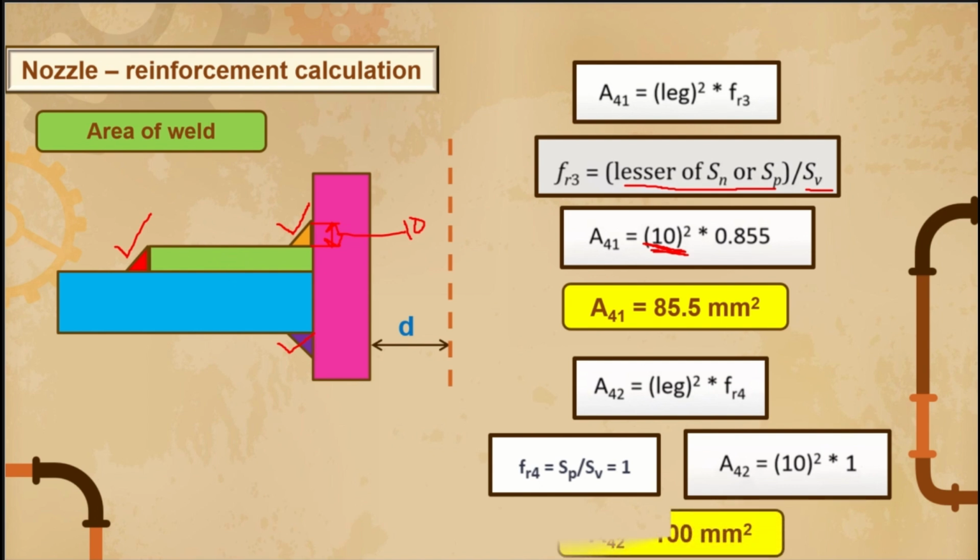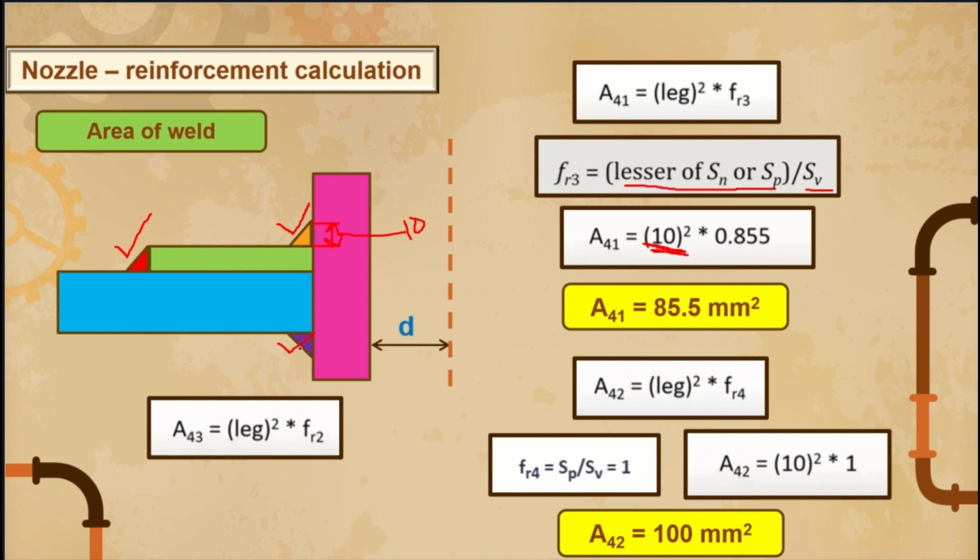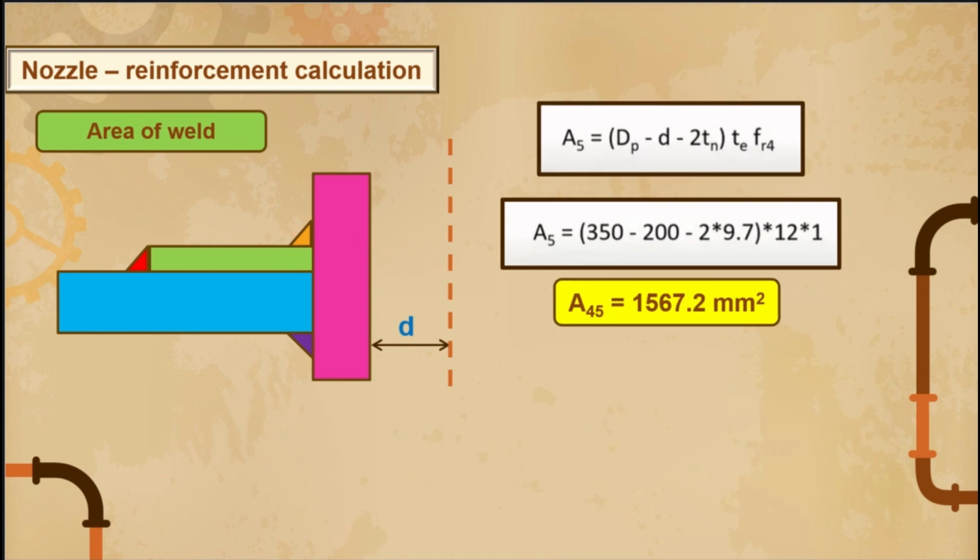Next we need to calculate A43. That is this one. Same thing. So A43 is equal to 85.5 mm square because it is 10, and FR2 is the same one, the vessel and nozzle allowable stress ratio. So we'll get 85.5 mm square as A43, and A41 as 85.5 and A42 as 100 mm square. Now let's try to calculate A5. A5 is the pad version. So we need to consider the required area or available area for this pad, guys. If we calculate this A5, you will get 1567.2 mm square.